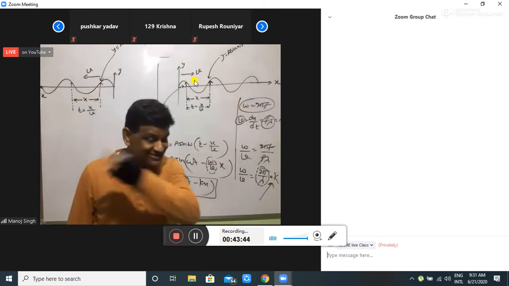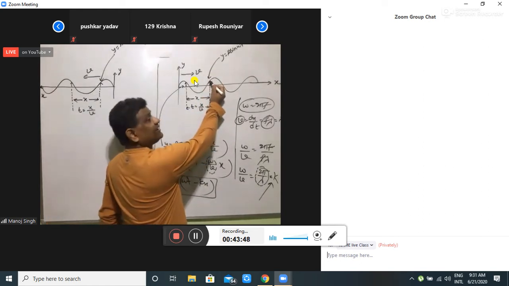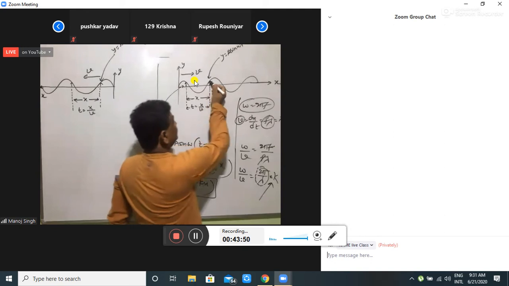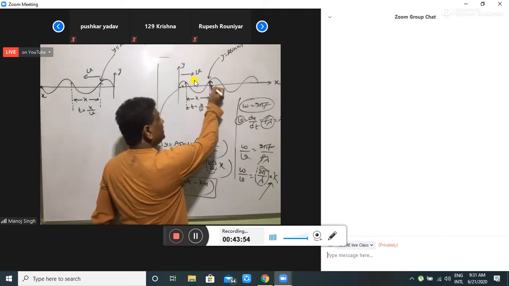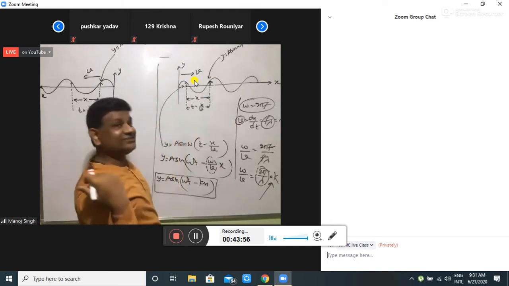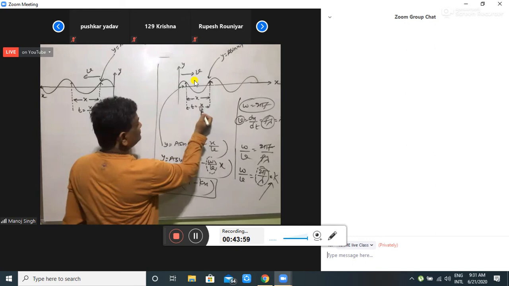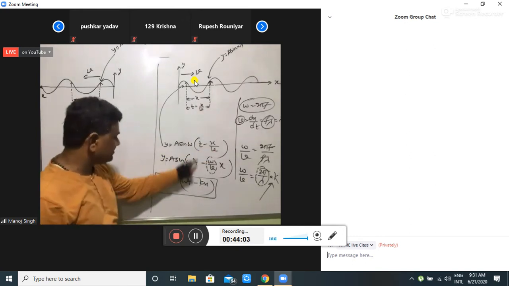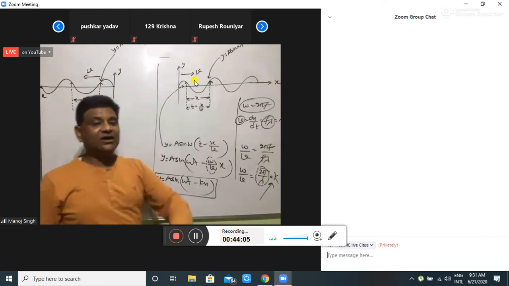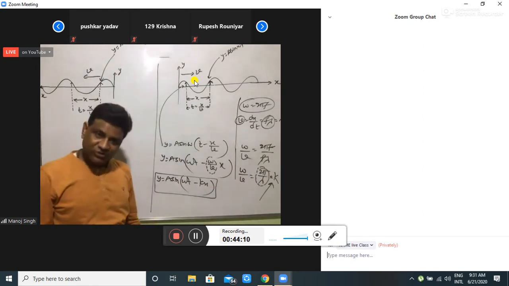So I repeat, in a class here, this particle is disturbed at a time t. With respect to this particle, that particle was disturbed at which time? t minus x by v. Simplify this relation, and you will get that equation. This is the equation of progressive wave.